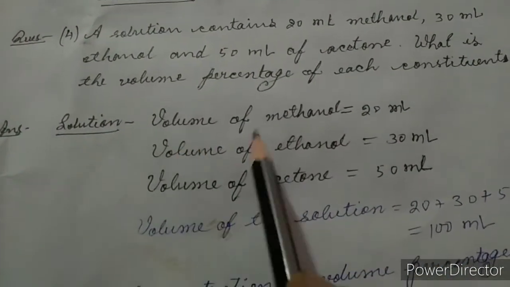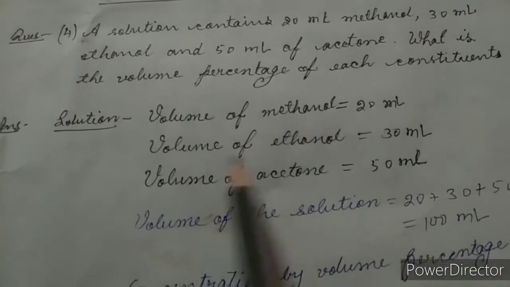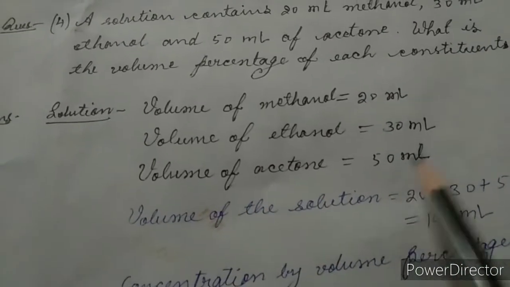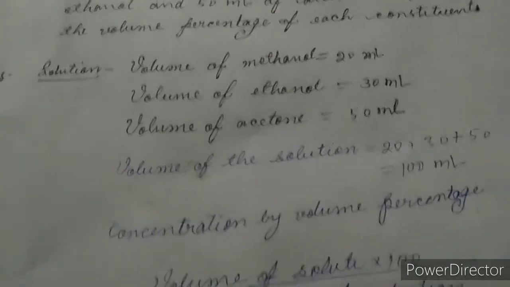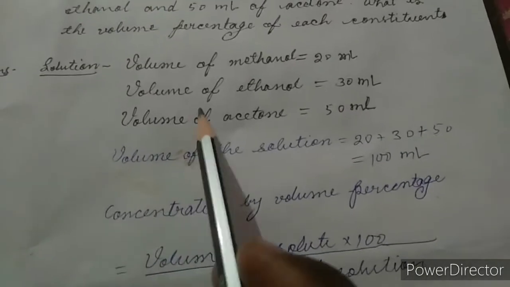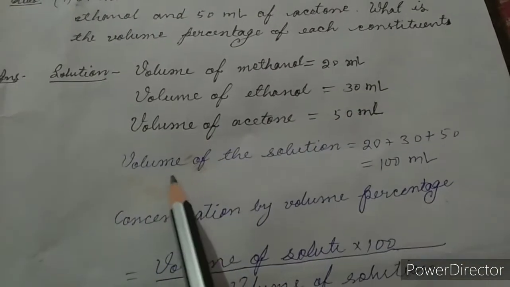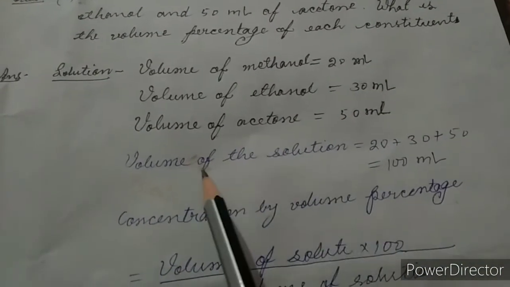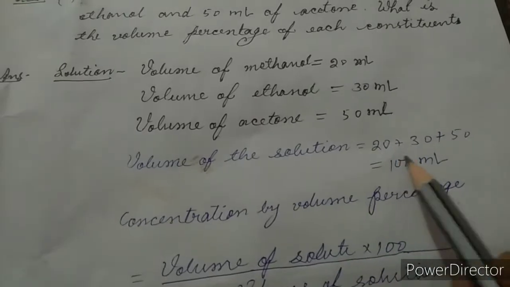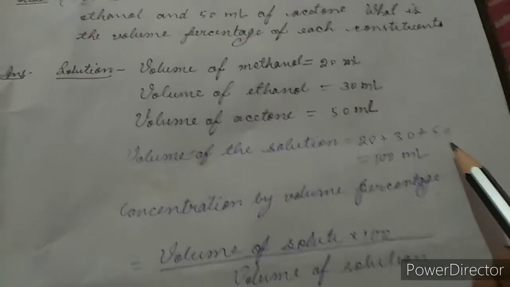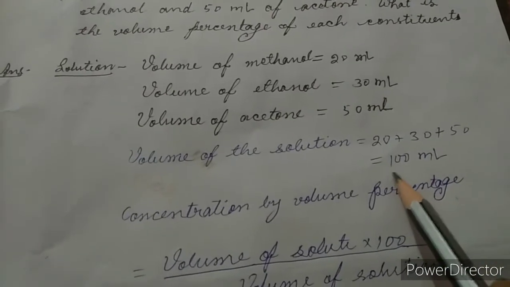Volume of the methanol is 20 ml, volume of the ethanol is equal to 30 ml, volume of the acetone is equal to 50 ml. After that we will find out the volume of the whole solution. Volume of the solution is equal to 20 plus 30 plus 50, so the total volume of the solution is 100 ml.